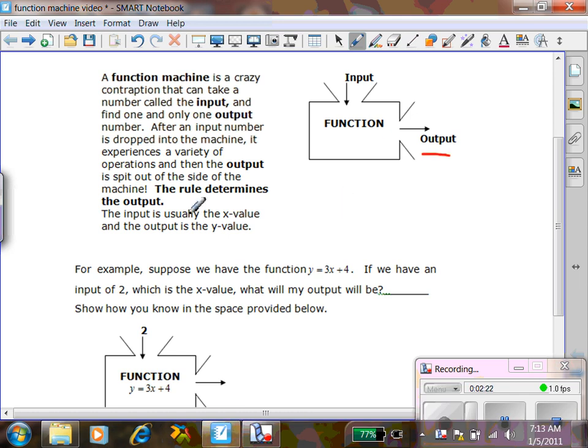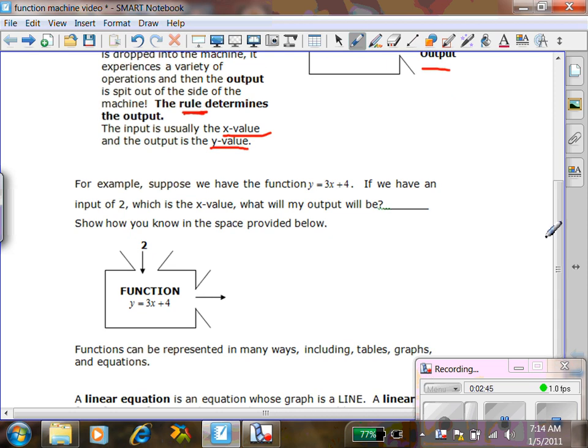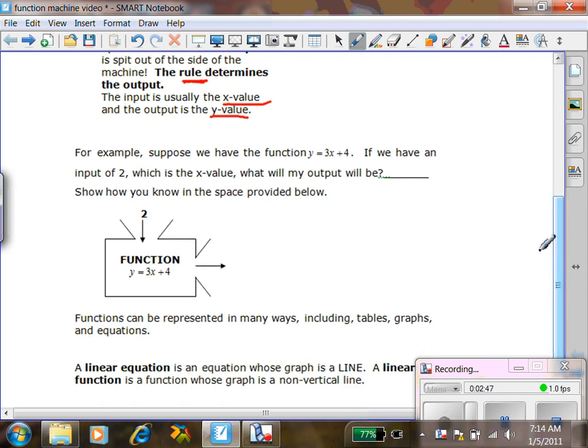So how do you figure out what the output is? Well, when you put in a number, the rule or the equation is what determines what the output is. And remember, we said our input is the x value and the output is the y value. So remember, we've graphed some of these using our x and y coordinates to make our ordered pair. So let's take a look at an example, because that's what will make it a whole lot simpler.